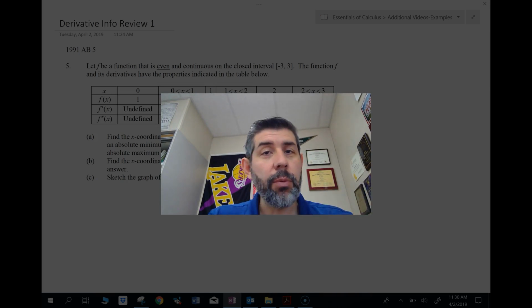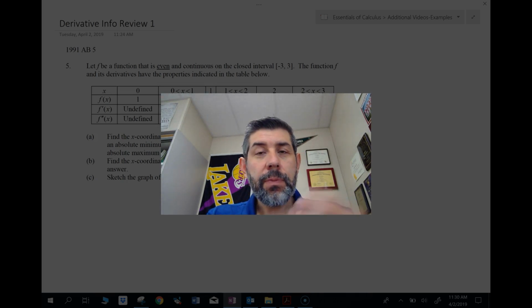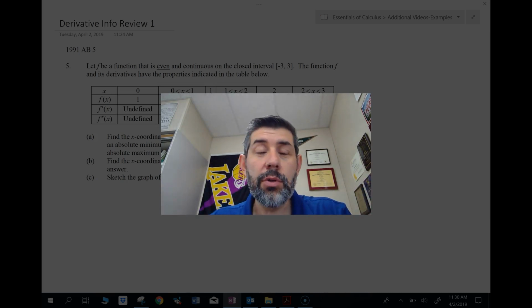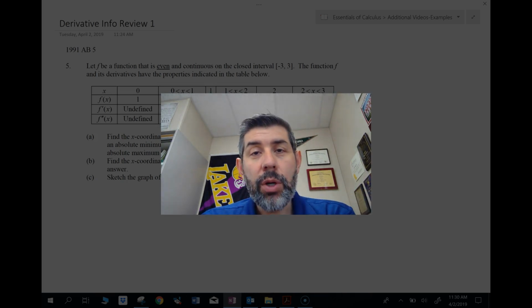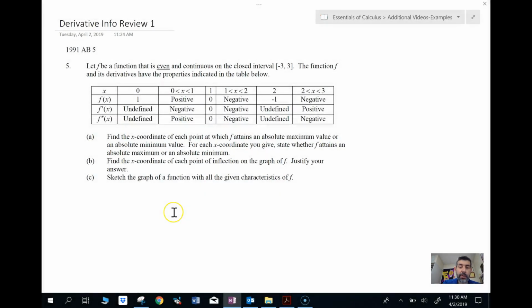So I'm going to do a problem from a previous exam. This is from 1991, the AB Calculus number 5. So if you find it up on Google or something, you can look at the solution. But I'm going to talk about what we're doing and what the idea here of the derivative and what you're looking for is going to be on the test. So let's take a look at this problem.